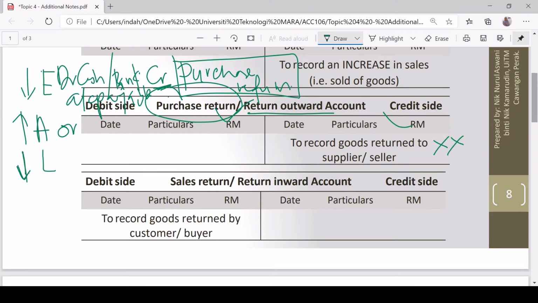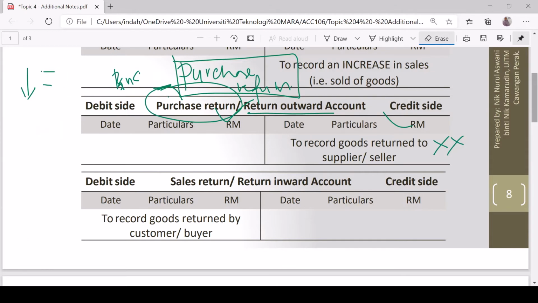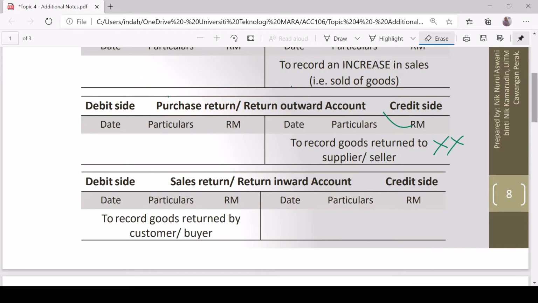Next, what if our customer returns the goods? It could be due to damaged goods, wrong specification of goods, or any other reason. So when the customer returns the goods to the business, what happens? There is a decrease in sales, so a decrease in revenue.